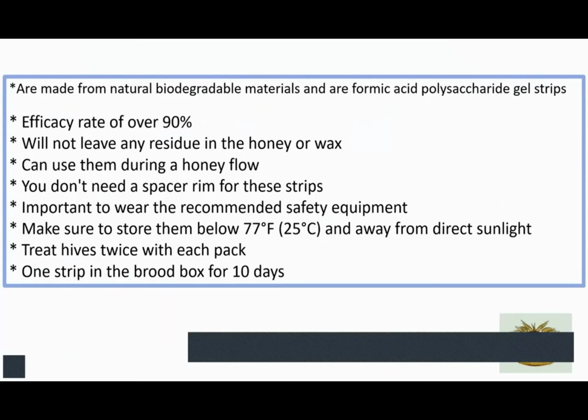Important to wear the recommended safety equipment, which is gloves. You don't need goggles or anything. It's not liquefied, but it may be a clothespin for your nose, because they are pretty smelly. And make sure to store them at 77 degrees Fahrenheit and away from the direct sun. Treat hives twice with each packet. So, yeah, I guess that's true. Like I said, you do the first one, and then 14 days later you do the second pad. One strip in the brood box for 10 days, but yeah, 10 to 14 days, I guess.